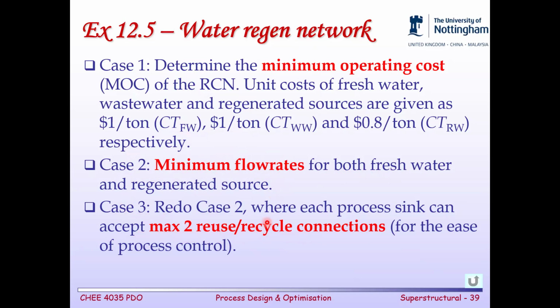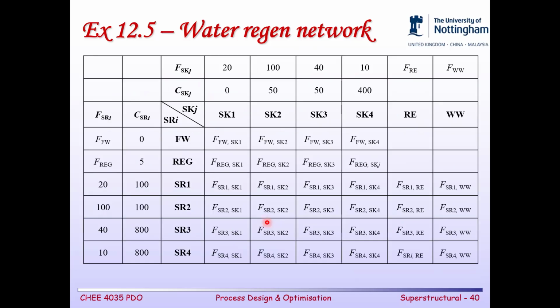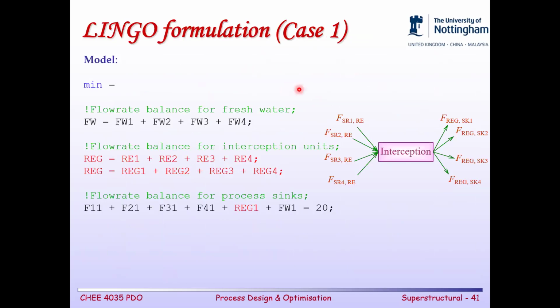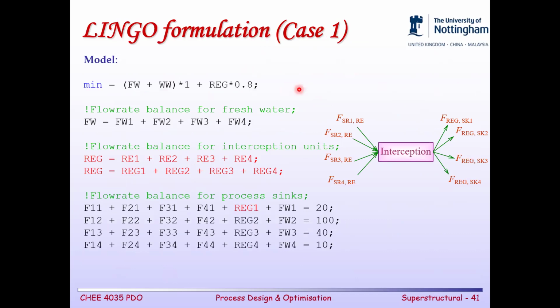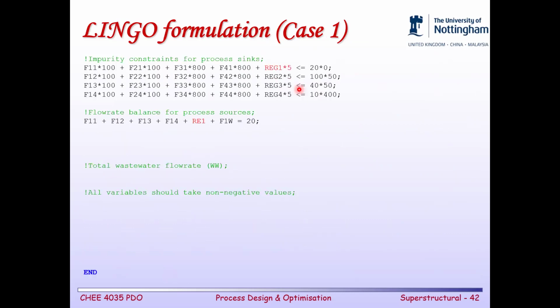we are allowed to still have direct reuse and recycle, but we have a regeneration unit. Okay, so this is our superstructure network in tabular form. And also we have the data right here. And here will be our Lingo model. Okay, so I leave it up to you to generate your own model.